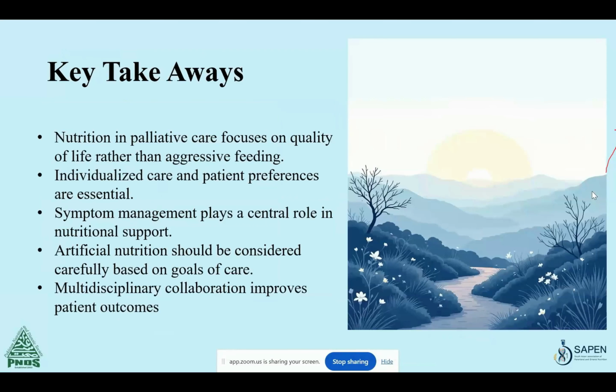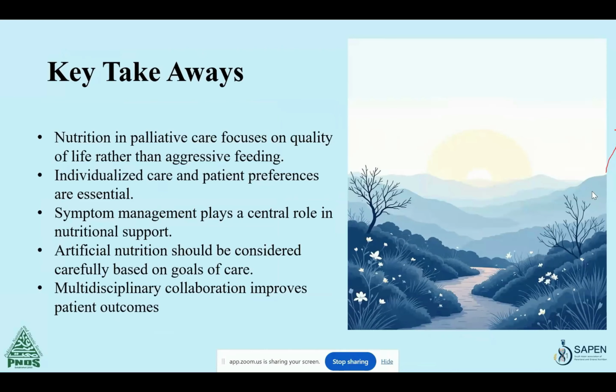These were the key takeaways from this session, because nutrition in palliative care focuses on quality of life rather than aggressive feeding. It must be remembered. And individualized care and patient preferences are essential. Symptom management plays a central role in the nutritional support. As early as we start the palliative care, the options are more visible to us, or the picture is more clear related to the patient.